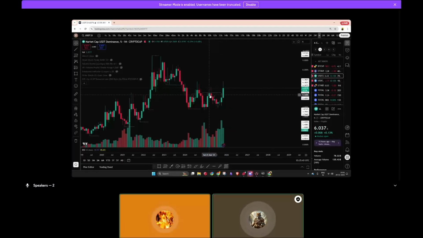If the monthly candle closes here, this one is broken, the one you marked. Yes, if the monthly candle closes, I think we've broken structure here and it's actually gone up.